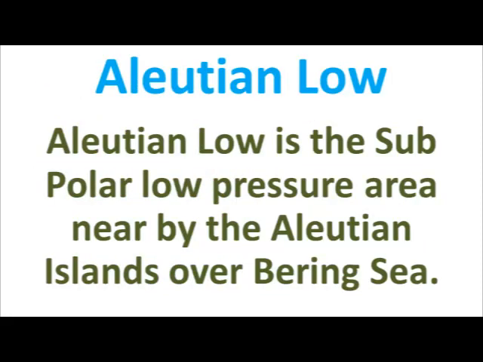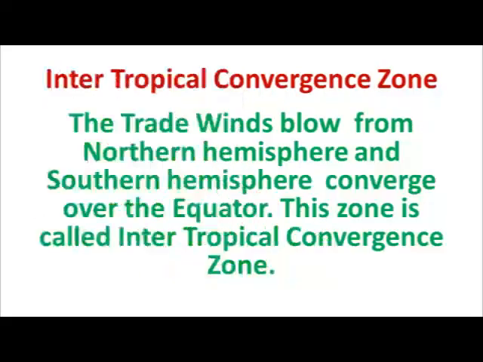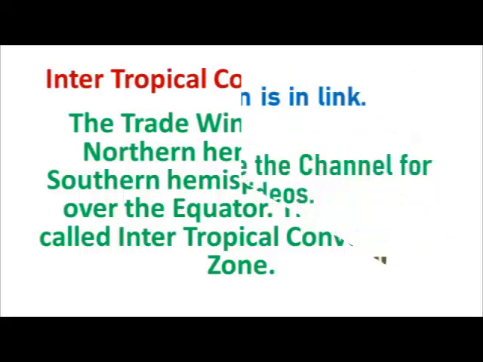Aleutian Low. Aleutian Low is the subpolar low pressure area near the Aleutian Islands over Bering Sea. Wedge of high pressure. Wedge of high pressure is a small high pressure region that forms between two depressions. Intertropical convergence zone. The trade winds blowing from the northern hemisphere and southern hemisphere converge over the equator. This zone is called intertropical convergence zone.